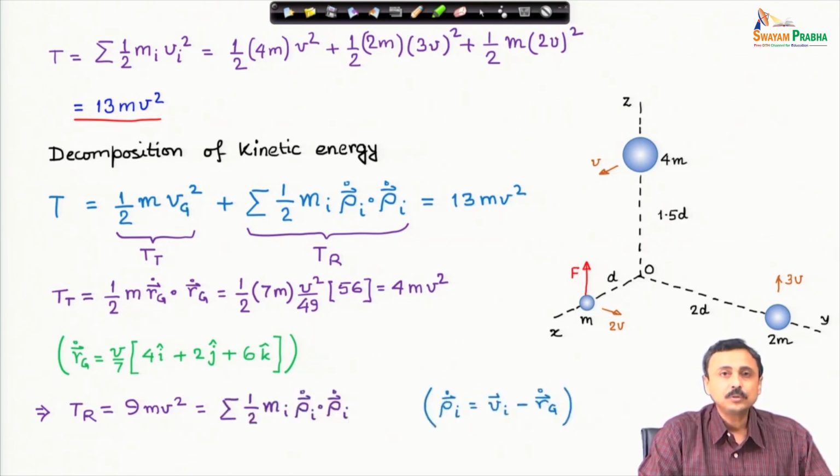But I can also define and calculate this kinetic energy due to the motion of particles relative to the center of mass using our original expression, and using the expression of rho_i dot as the velocity of the ith particle minus the velocity of the center of mass. We can do this calculation both ways.